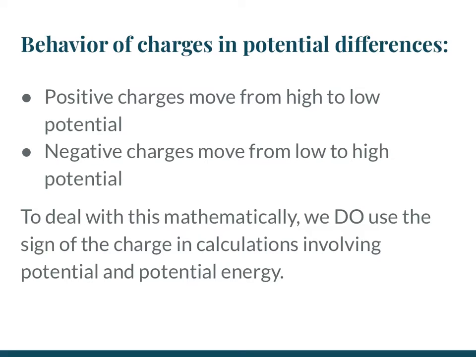So we do have to talk real quick about the behavior of charges in potential differences before we talk more about the potential differences themselves, because it's different for positive charges and negative charges. Positive charges are pretty normal. They move from high to low potential, as one would expect. However, negative charges move from low to high potential.